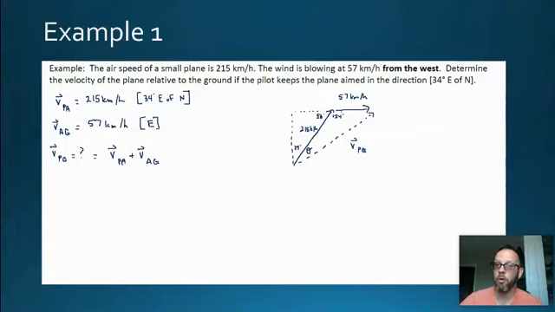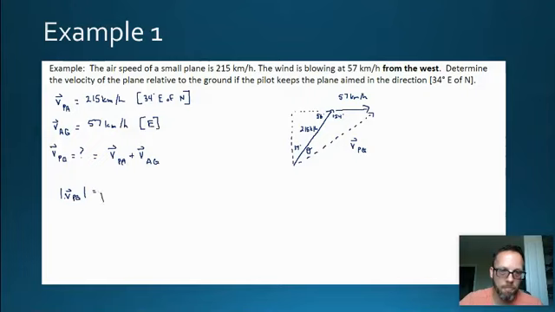And so now we have a triangle with two sides and an angle, and we're old pros at this. We can use the cosine law to find the magnitude, and then we'll use the sine law to find the angle and direction. So if you want to, pause the video, do it yourself, fast forward afterwards, that'd be no problem. So what is the velocity, or at least the speed, the plane is moving with respect to the ground?